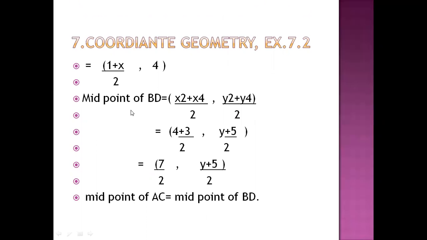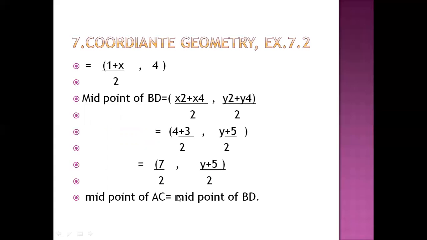Now let us find the midpoint of BD. It is (x2 plus x4) by 2, comma (y2 plus y4) by 2. The x2 value is 4 and the x4 coordinate is 3. So 4 plus 3 by 2. The next one, the y2 coordinate is y and the y4 coordinate is 5. So y plus 5 by 2. Here 4 plus 3 is 7. So 7 by 2, comma (y plus 5) by 2.